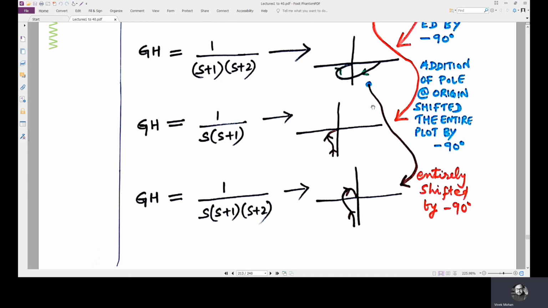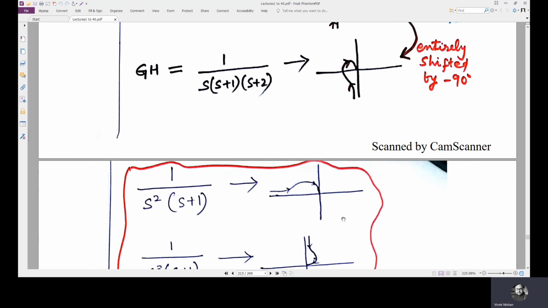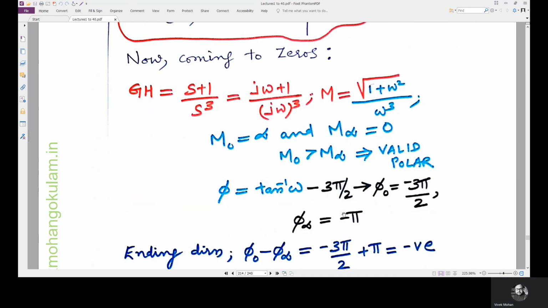You may not use this actually. This is a shortcut we can go for. Separate evaluation of phi 0, phi infinity, M0, M infinity, starting direction, ending direction, starting magnitude, and ending magnitude, and you can draw it. That is possible, but this is just a guideline.